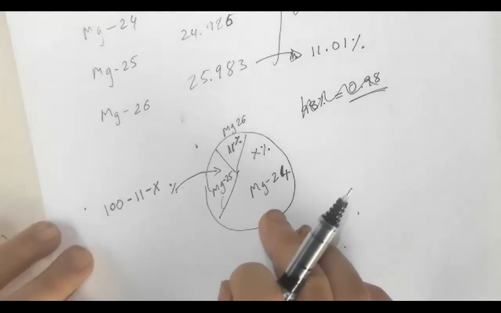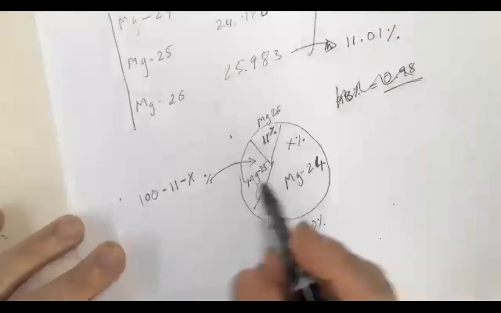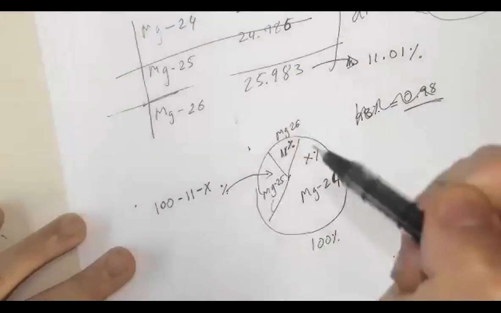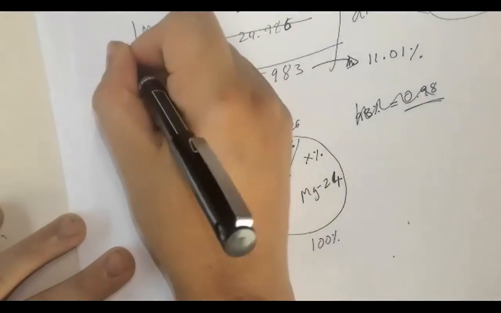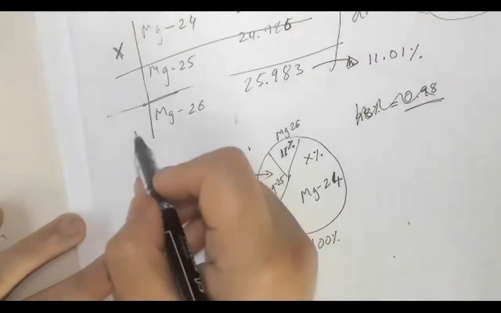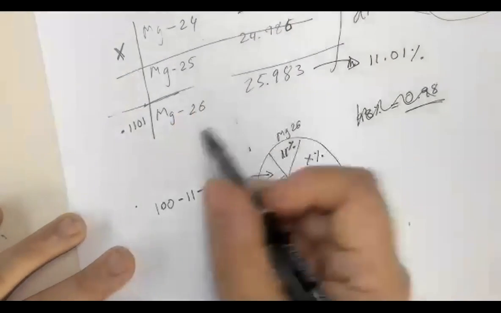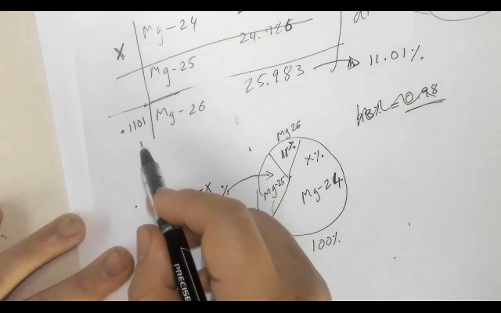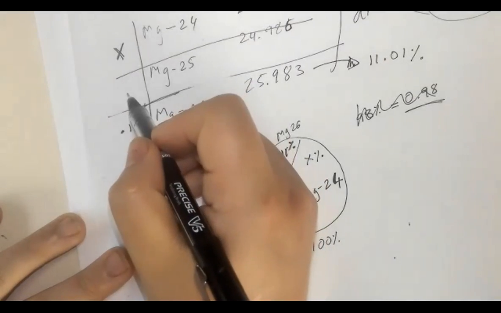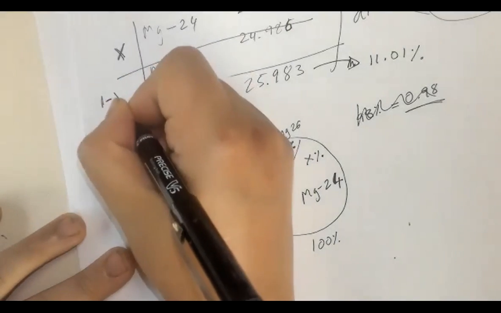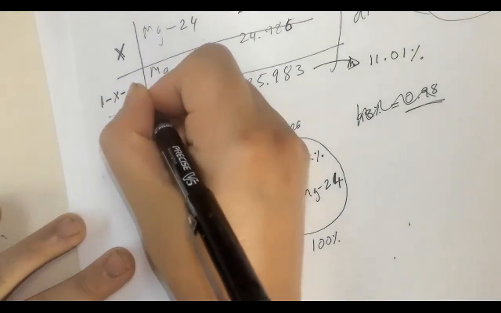So that means, I'm going to move over a little bit. That means, let's see, this is my X, right? This is my X. This is my 11%, which is 0.1101. We'll get to where I get this from. So that means this is out of 100, except remember, it's 1 minus, it's not 100. So 1 minus X minus 0.1101.